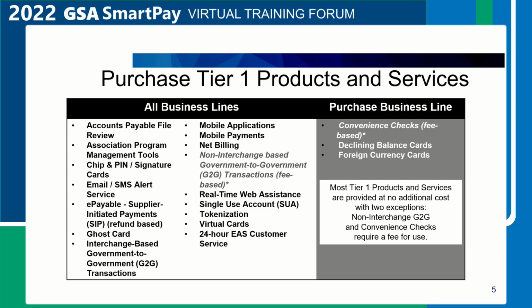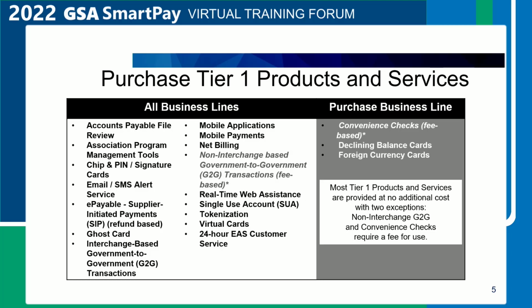GSA SmartPay 3 purchase business line Tier 1, which are mandatory products and services. So all of the business lines under the SmartPay 3 contract include the Tier 1 products and services shown in the left-hand column. The ones that are specific to the purchase business line are shown in the right-hand column. These include convenience checks, declining balance cards, foreign currency cards. Tier 1 products and services are available at no cost to your agency simply by using the GSA SmartPay purchase card.